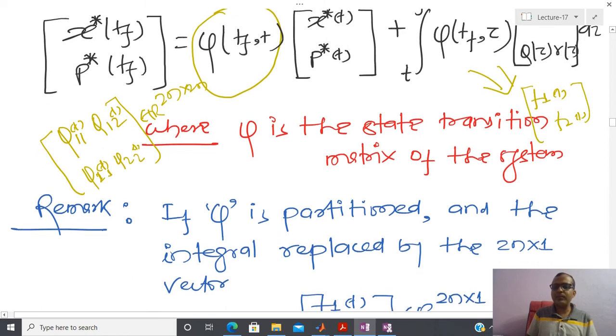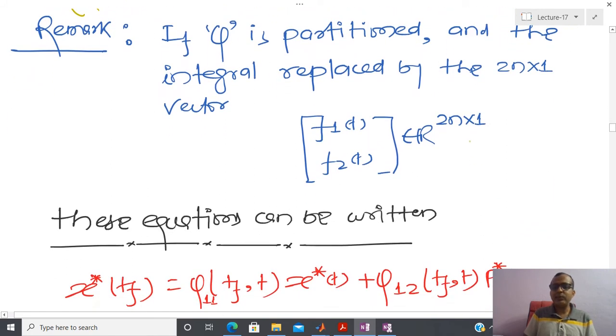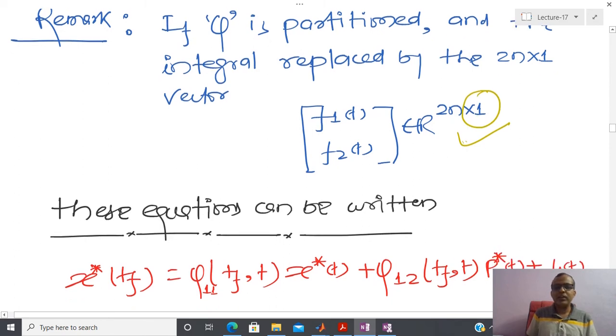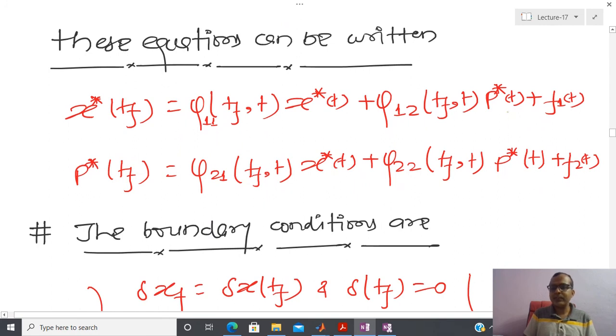So once you solve the problem, then you are able to understand this fact, and in that way I am able to get this kind of thing. Now what I am going to do here, 2n cross 1, so either you can write 1 or not write 1, that doesn't matter. After that, you can see that I am able to write the equation like this.